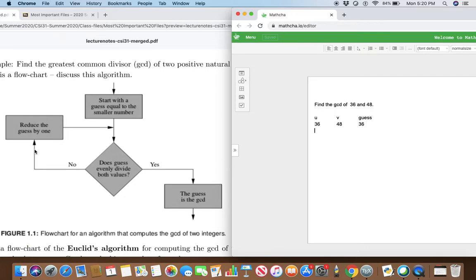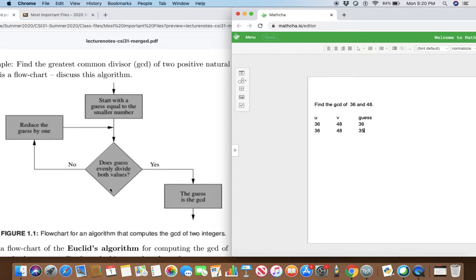So I go this way, and my next statement is reduce the guess by 1. My U is the same. My V is the same. I have to reduce my guess by 1. So that gives me 35. So I've implemented this box. So I go here, which leads me back down because that's the direction of my arrow. So that's the direction of my flow.